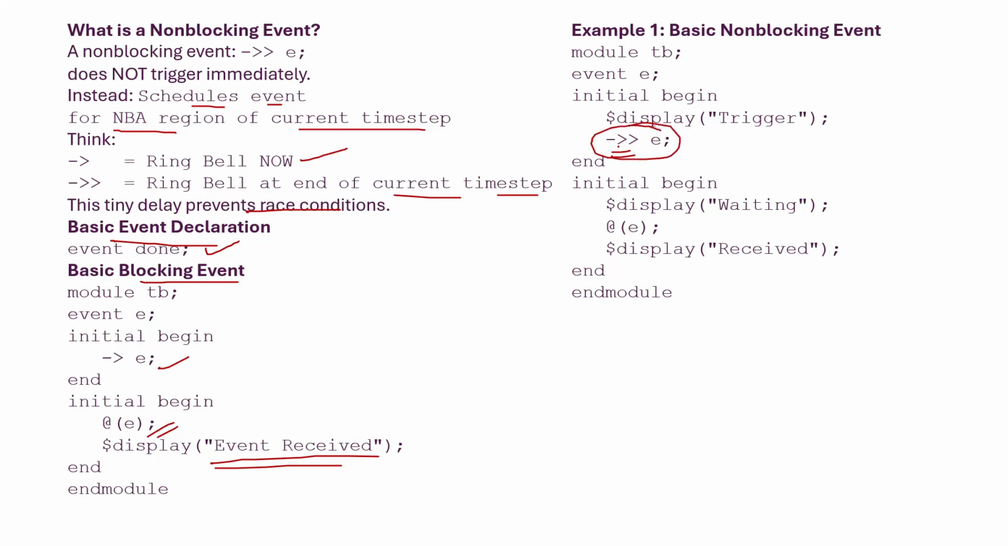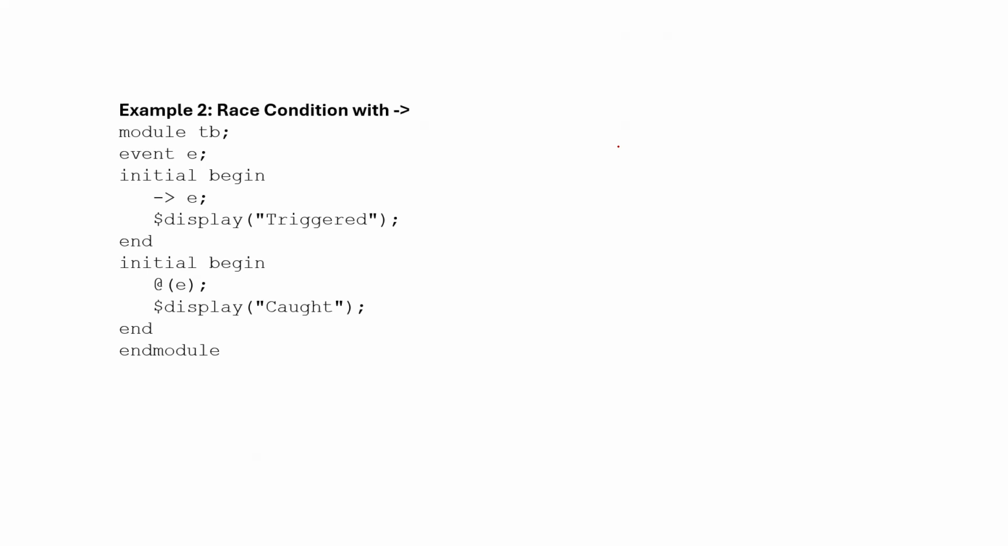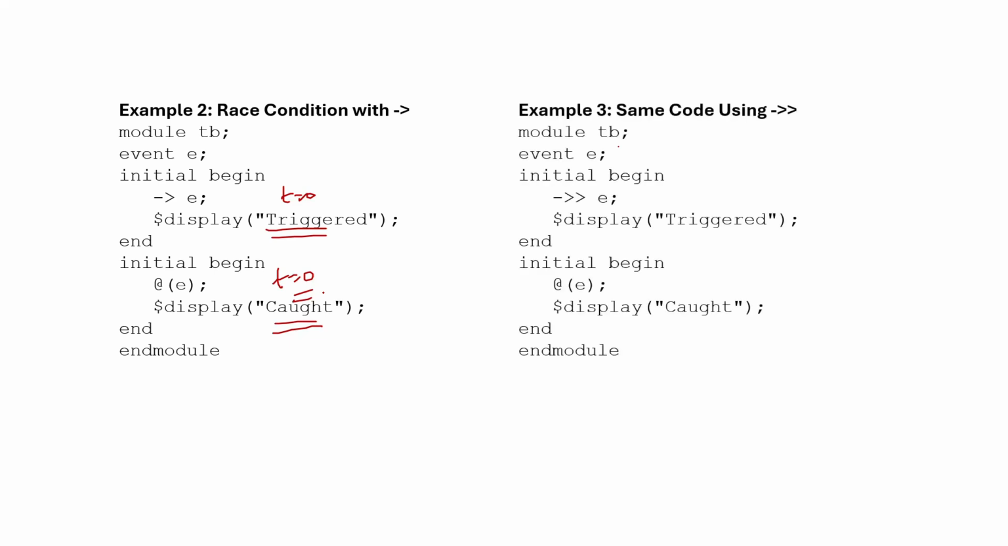That means you are ringing the bell outside, and you are waiting for me because you definitely want to meet me. Then the event will be happening after some delay. Here a race condition will happen, right? The event is never caught because the event is triggered at t equal to 0, and the waiting is also at t equal to 0 only. Then the event never happens. You will not receive the triggering point.